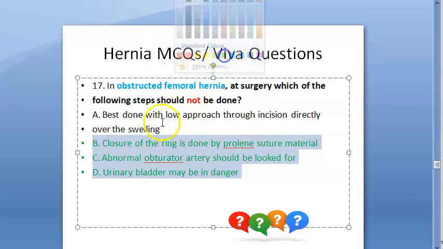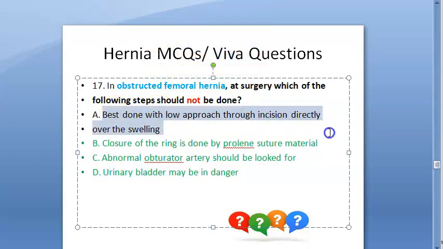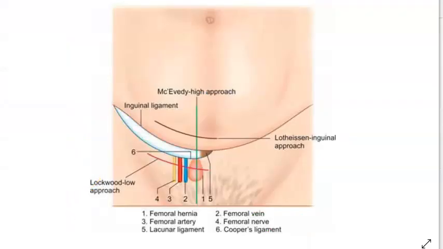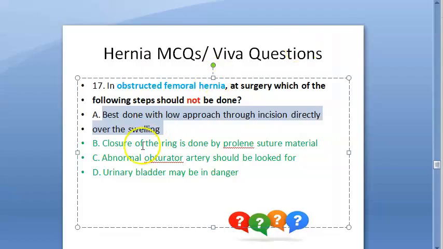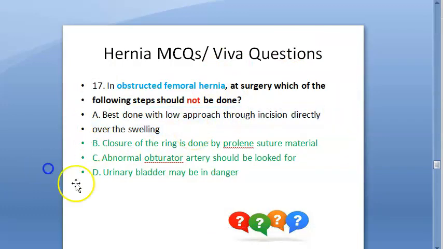Let's see. Best done with low approach through incision directly over the swelling. What we have understood is there is something like Henry's approach. See, there's a McEvedy high approach. There's a Lockwood low approach. So many approaches are there. But what they're telling about the low approach is that they do it only if it is an uncomplicated case, and it is very difficult to manage a gangrenous loop of bowel with this approach. So forget this low one. According to this MCQ, best done with low approach through incision directly over the swelling is wrong. It should not be done.